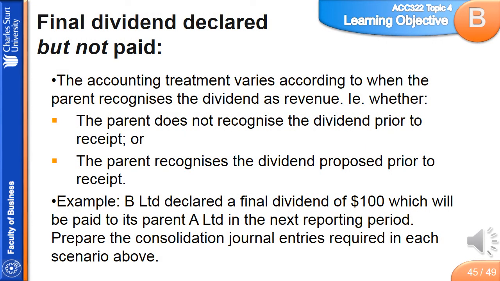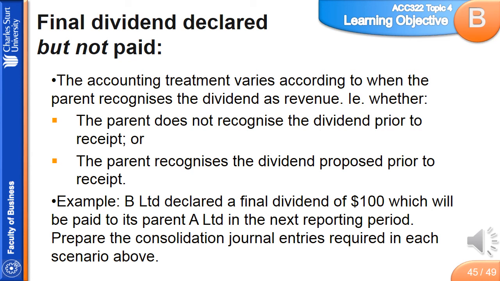Now looking at another type of dividend event where the final dividend is declared but not paid. When this occurs, there are two types of accounting treatment, and it depends on whether the parent recognises the dividend as revenue before it's been received. So the two options are either the parent does not recognise the dividend prior to receipt, or the parent recognises the dividend proposed prior to receipt. You'll be told in the question, but as a rule of thumb, because sometimes you're not, assume that the dividend is recognised within the parent's accounts.